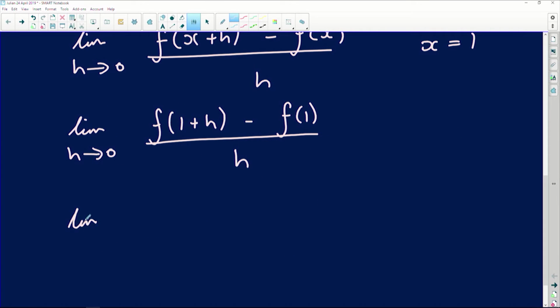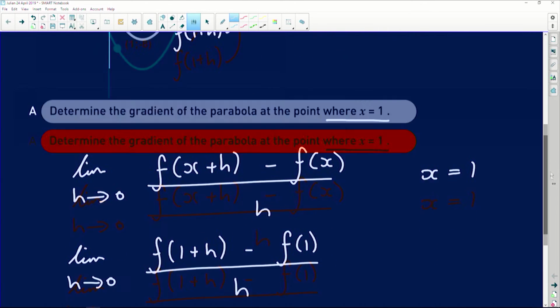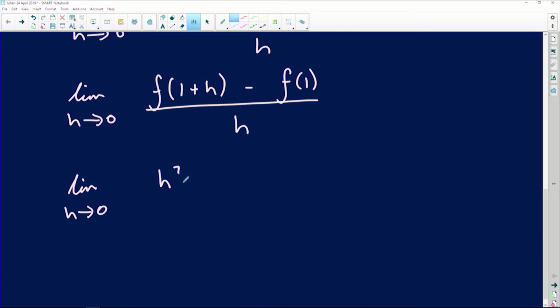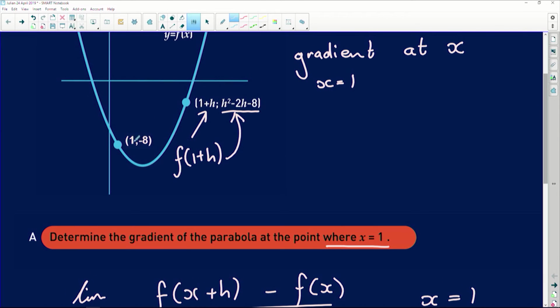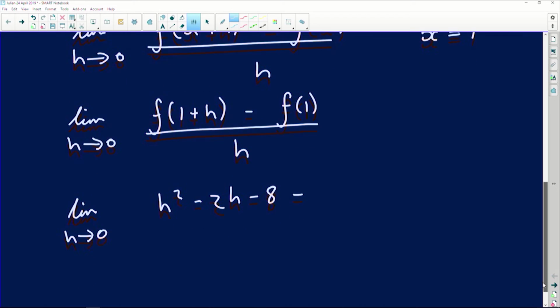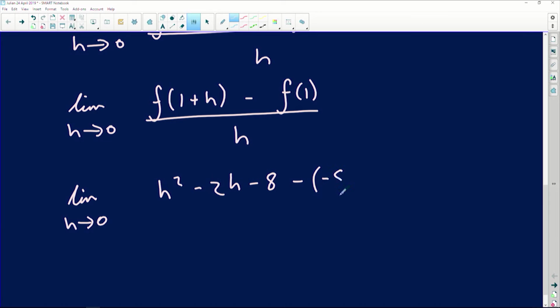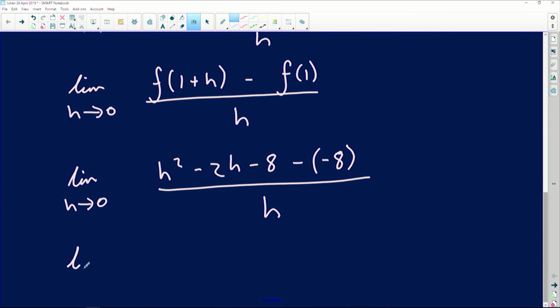So again, we're going to write down the limit as h tends to 0. We have then f of 1 plus h, and that gave me an output of h squared minus 2h minus 8. And then we're going to subtract my value where x is equal to 1. Now if we go back up and look at our diagram, we have 1 and my output value is equal to negative 8. So f of 1 gets me negative 8. I'm going to put this in brackets. It's really important that you keep your brackets there so that you don't make a sign error when we distribute our negative in.